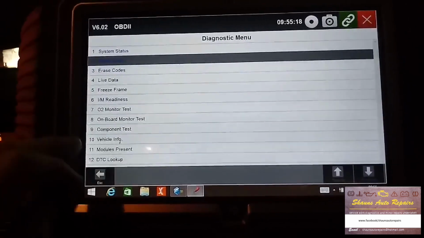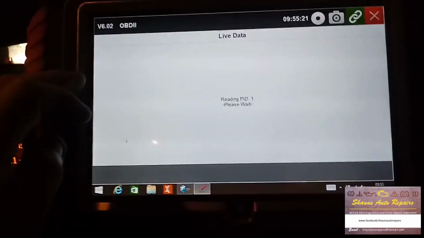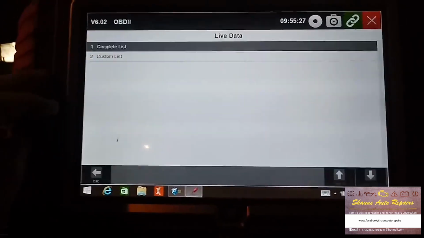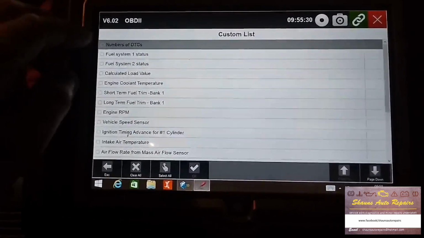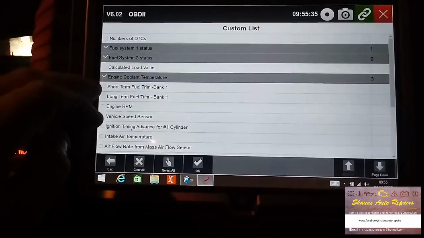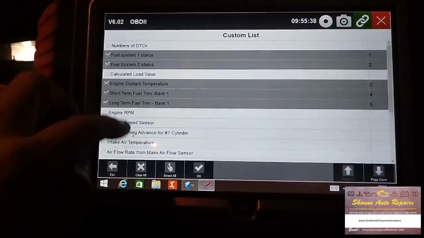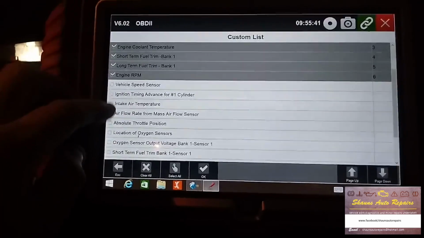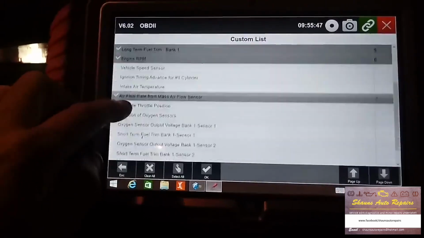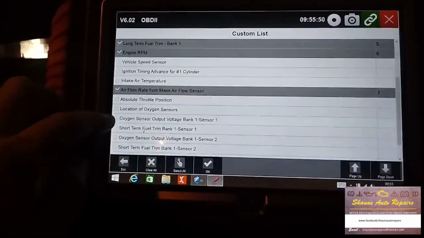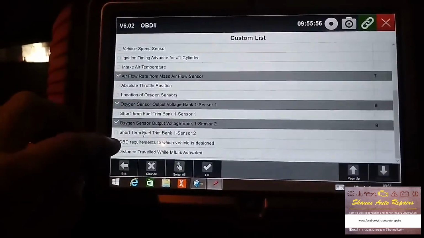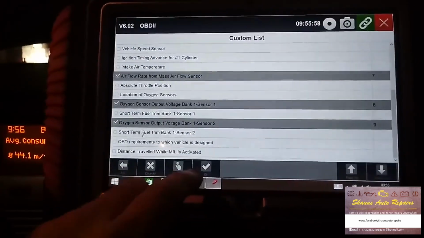Okay, right. So let's get some live data. Let's see what we've got live data wise. Custom list: fuel system status, engine coolant temperature, short term, long term, engine speed, mass airflow, O2 sensor bank 2. Right, we'll go over those.